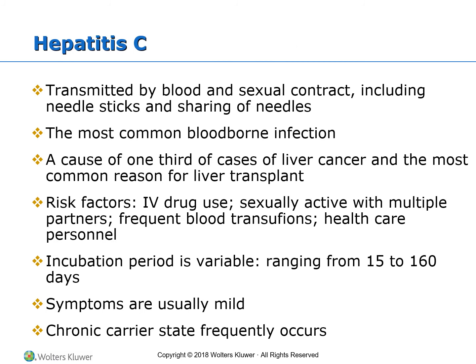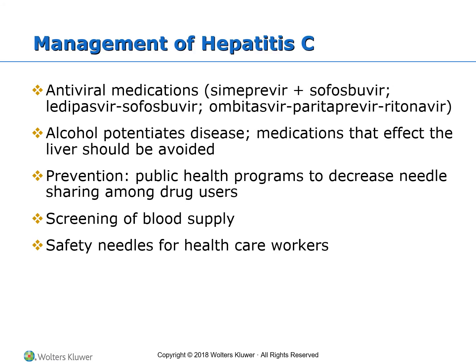Hepatitis C is mainly transmitted by blood transfusions as well as sexual contact, although blood transfusions is not as common now because they do a lot of screenings. As far as management, you can give antiviral medications. If they are drinking alcohol, then they need to stop drinking alcohol. And again, education is the big thing. They need to be educated on prevention.